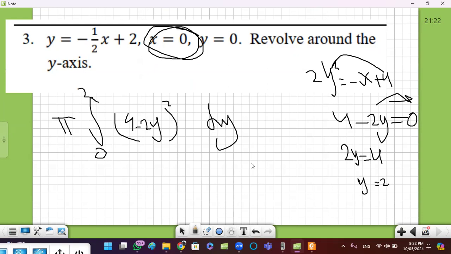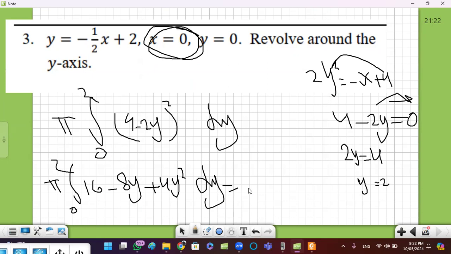And I will do the integration. It will be 16 minus 8y plus 4y square, from 0 to 2, dy. The integral of this one will be 16y minus 4y square plus 4 over 3 y power 3 from 0 to 2. I substitute this 2 only. You got my point?